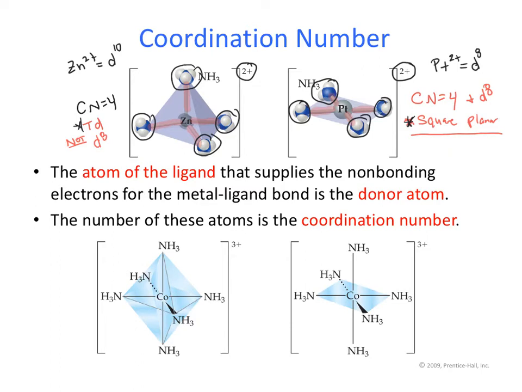So going back to these notes, the atom of the ligand that supplies the non-bonding electrons to that metal ligand bond is the donor atom. The number of these atoms is the coordination number. So here I have 1, 2, 3, 4 donor atoms, coordination number 4. Again, 1, 2, 3, 4 donor atoms, coordination number 4. Here I can see my cobalt center. Got 1, 2, 3, 4, 5, 6. Coordination number of 6, which is my octahedral shape.